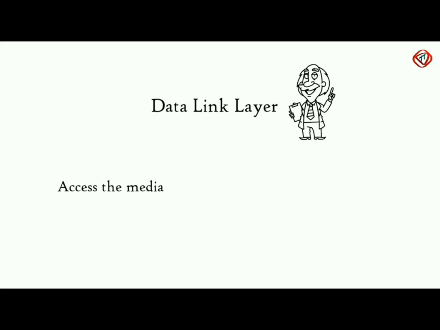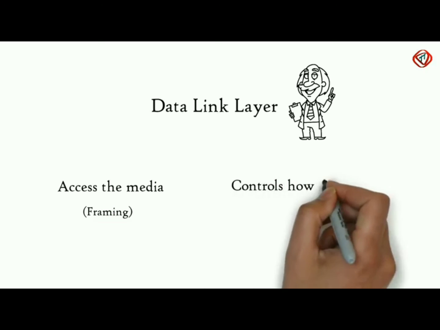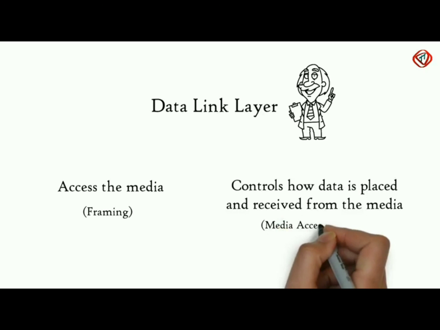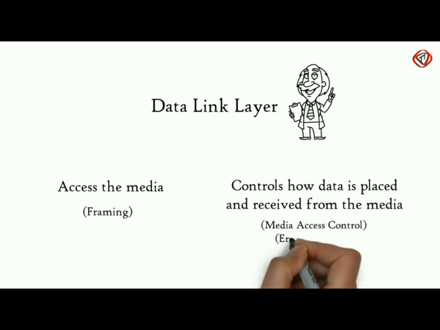Main functions of the data link layer. Access to the media allows upper layers of the OSI model to use a media, using a technique called framing. Media access control: how data is placed on and received from the media. Error detection: the tail of each frame contains certain bits to check whether the data received on the receiver side is corrupt or not.